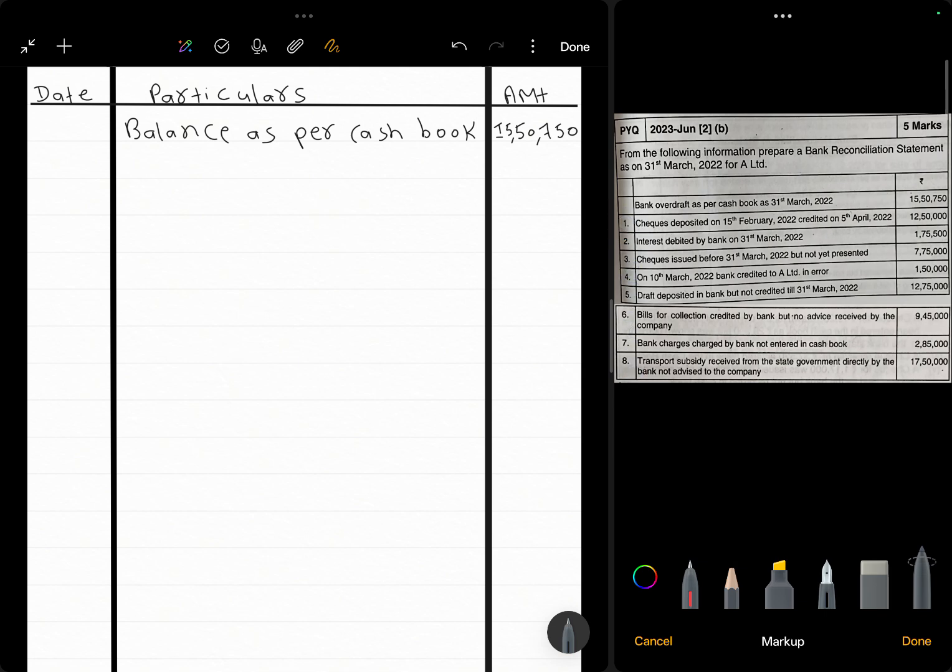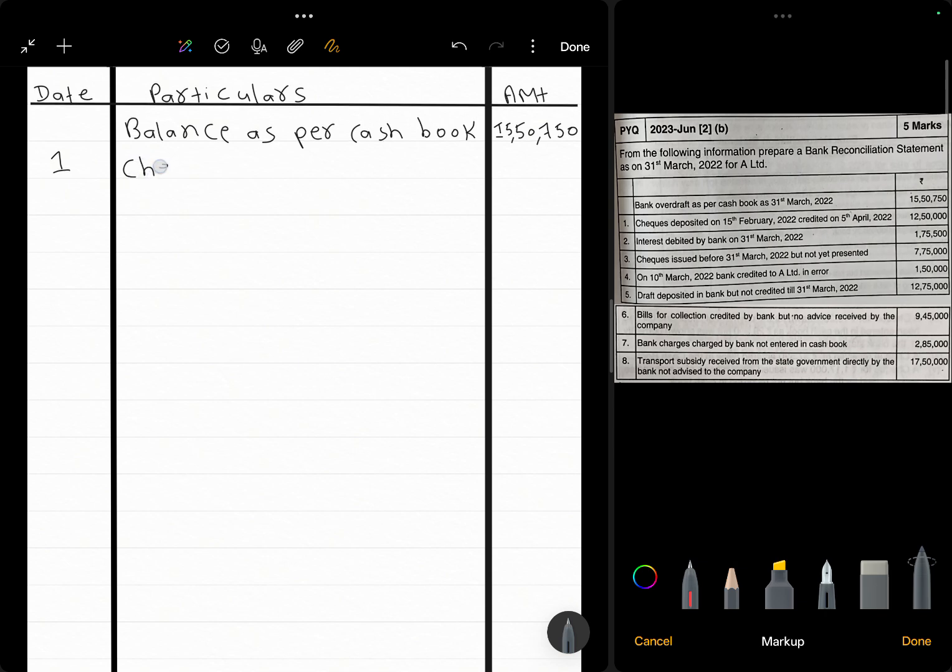Okay, so here is check deposited on 15 February 2022, credited on 5th April 2022. So what we need to see here, we are reconciling the amount on 31st March, but we have deposited the check on 15 February 2022, but the bank has credited that check on 5th April. So on 31st March the bank hasn't credited the amount that we have given for the deposit. So there must be a difference.